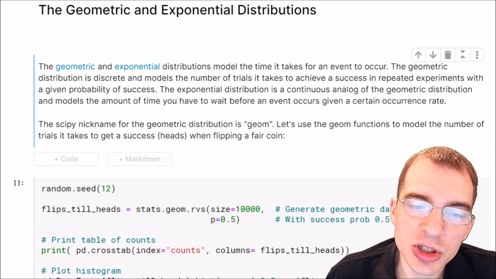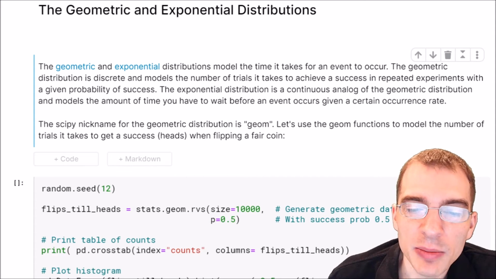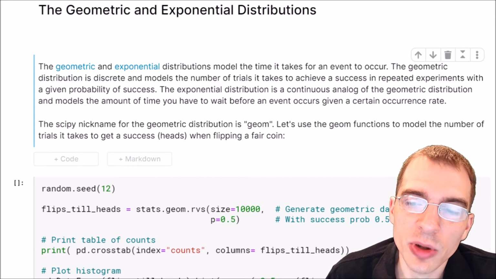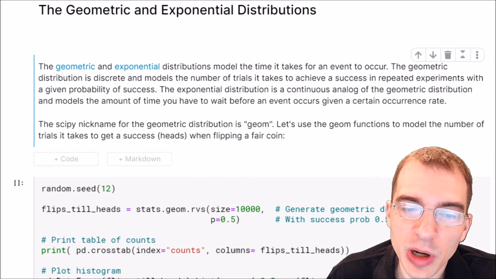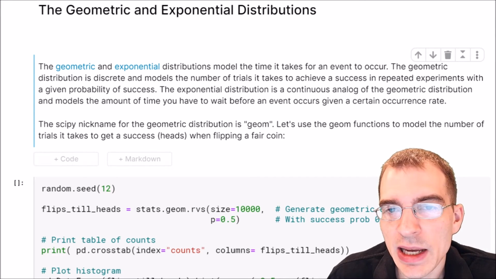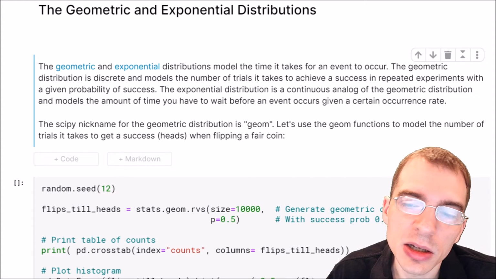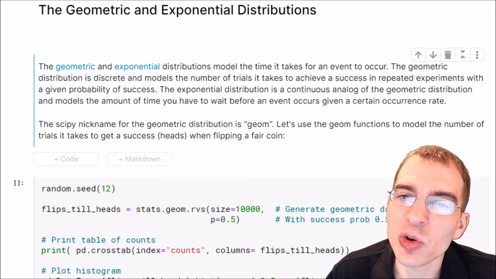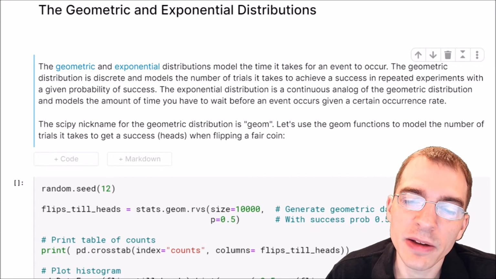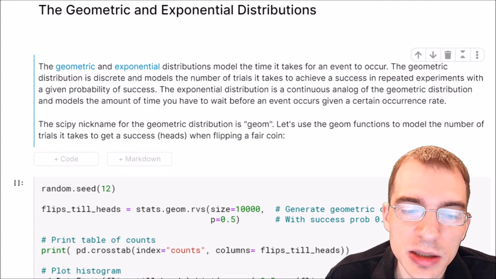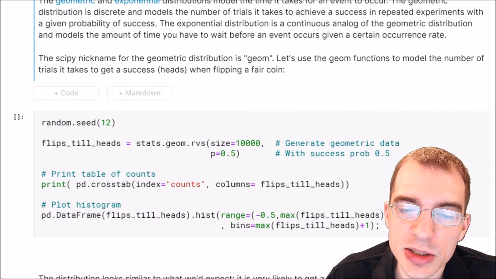The geometric distribution is discrete and models the number of trials it takes to achieve a success in a repeated experiment with a given probability of success. And the exponential distribution is a continuous analog of the geometric distribution, which models the amount of time you have to wait before an event occurs given a certain occurrence rate. The SciPy nickname for the geometric distribution is geom.